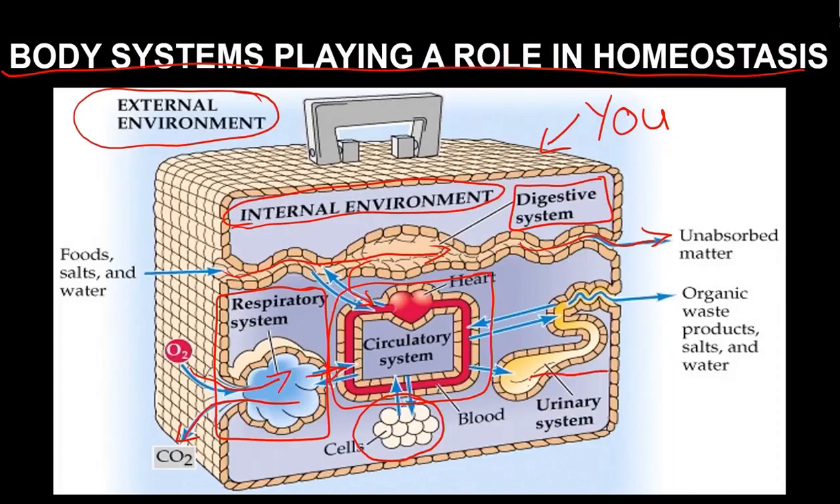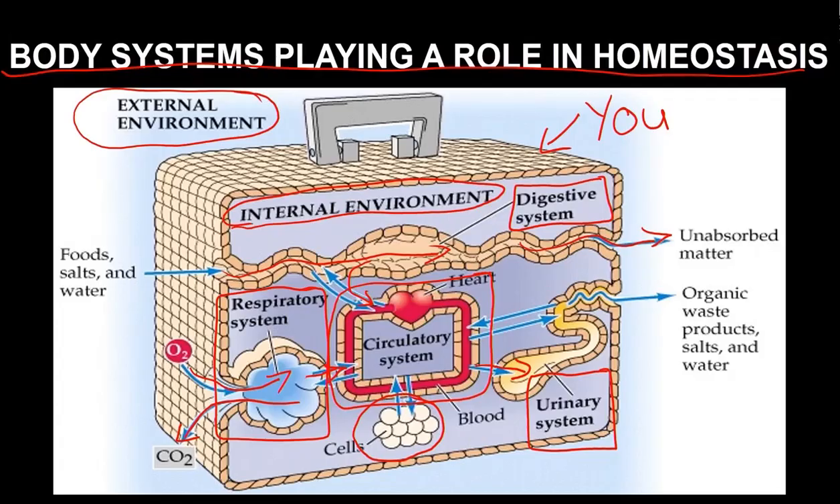The third system, which plays a role in homeostasis, is the urinary system. The urinary system takes waste out of the blood and gets rid of it, but it also keeps the balance of water and minerals in your body. So what we're going to look at now is how each one of these systems plays a role in making sure that the internal environment of your body, the environment of the cells, has everything the cells need to survive.